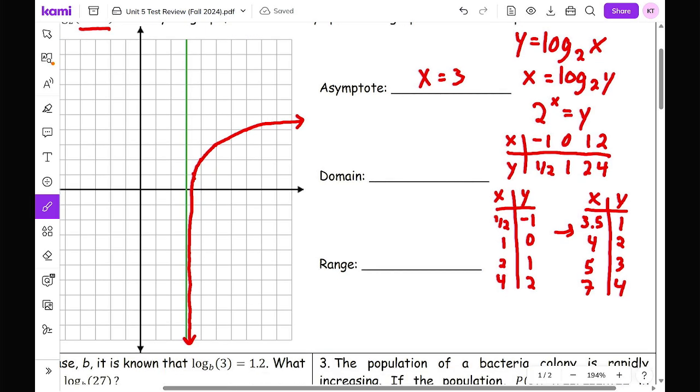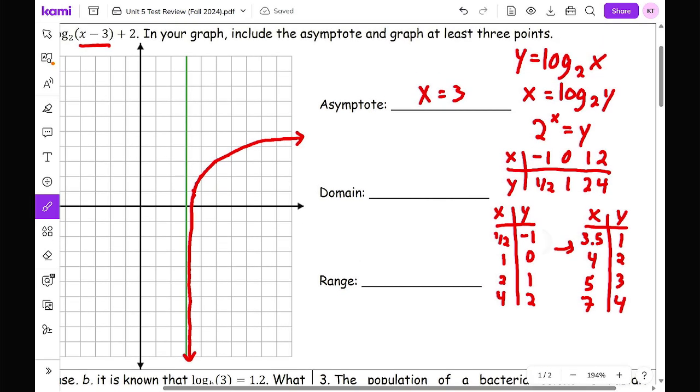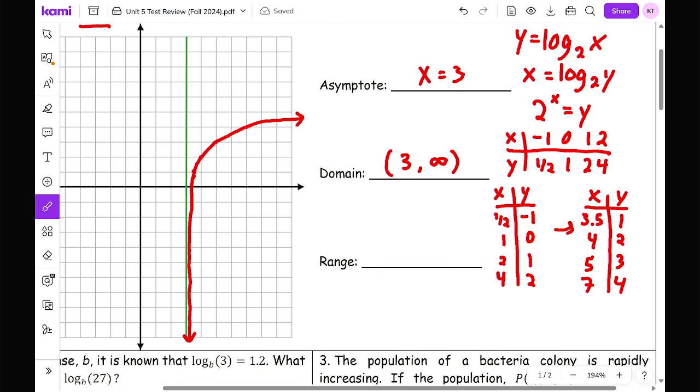My domain will be going from my asymptote to infinity. So that would be from 3 to infinity, where 3 is not included. And then my range is going to be all real numbers because the range for logs will be all real numbers. All right.